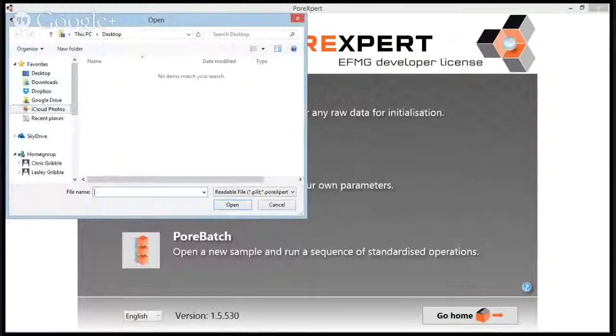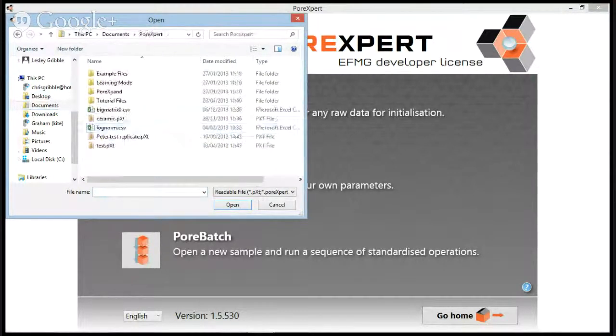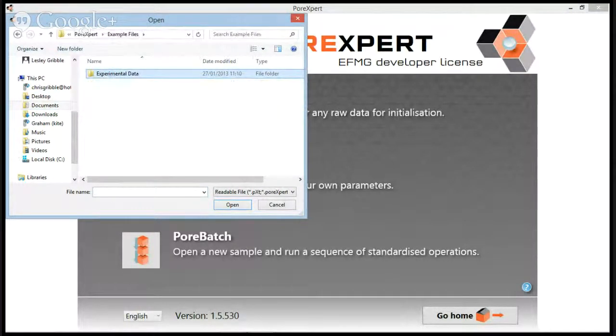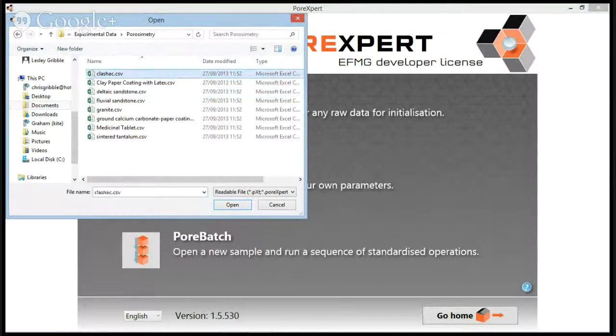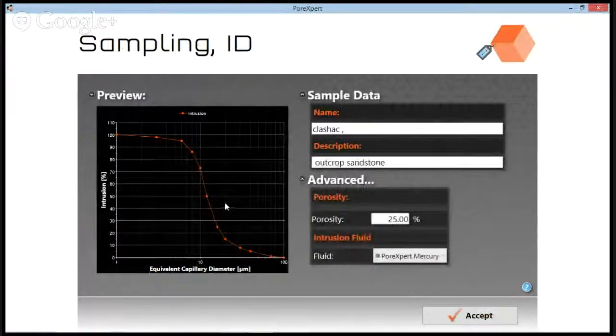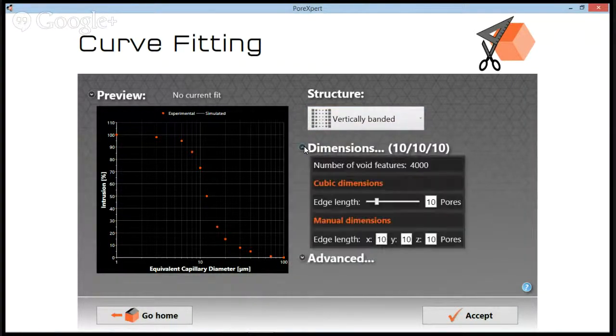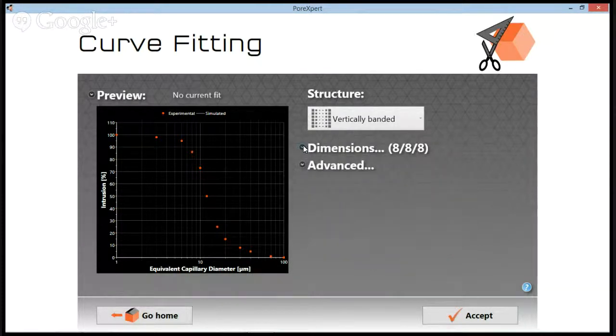So we just find, for demonstration purposes, a nice simple sample. This is one of the example files loaded into the PoreXpert directory, which will be loaded onto your computer when you load the software. So here we just have a Clashach outcrop sandstone, simple S-shaped curve, and we have dimensions here. Just for demonstration purposes, perhaps we should just reduce the size of the cell there. So we're going to just do a very, very small cell.